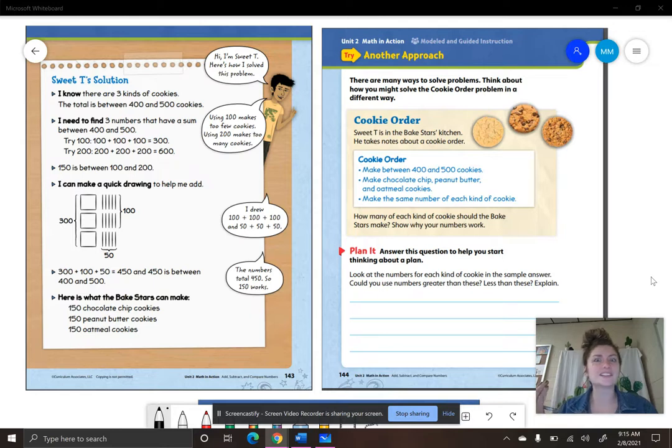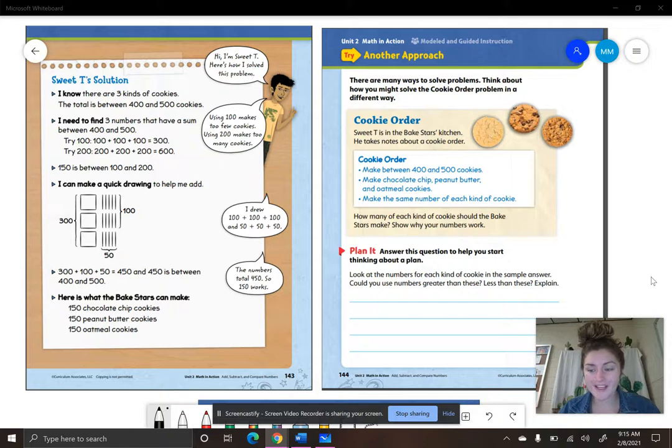So here is our scenario. Cookie order. Sweet Tea is in the Bake Stars' kitchen. He takes notes about a cookie order. The cookie order is make between 400 and 500 cookies. Make chocolate chip, peanut butter, and oatmeal cookies. Make the same number of each kind of cookie. How many of each kind of cookie should the Bake Stars make? Show why your numbers work.